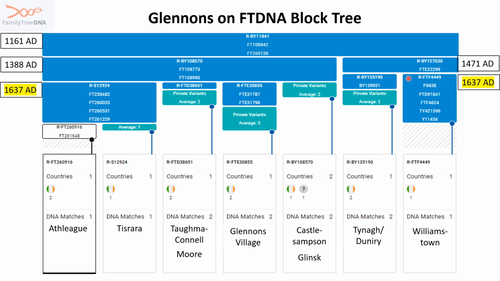So on the Roscommon side, you've got Athleague Shrara, one branch, Top McConnell Moor, another branch, Glennon Village, another branch, and then here you've got two branches. So you can see it says private variants. That just means that both of these testers are separate branches. So we've got Castle Sampson and we've got Glensk. So among these Roscommon Glennons, we've got 5 different lineages, all of which branch off in the mid-17th century, thereabouts. And again, on the Galway side, we've got 2 lineages that branch off around this time.